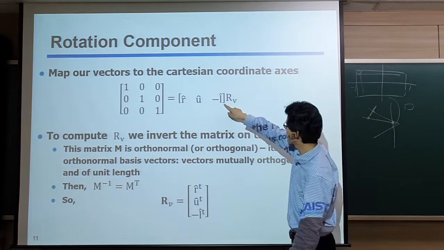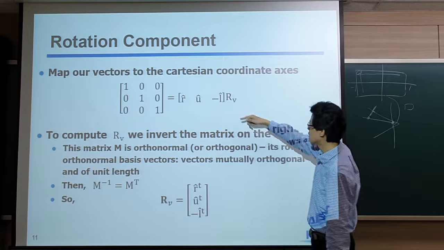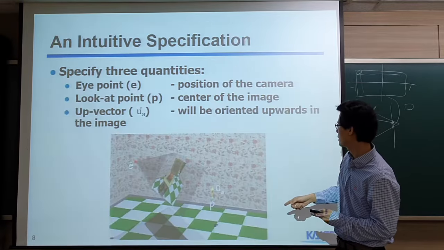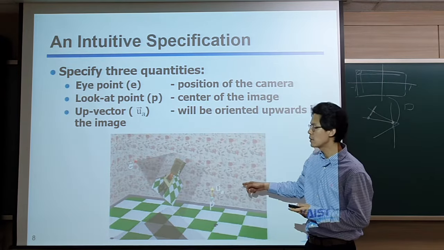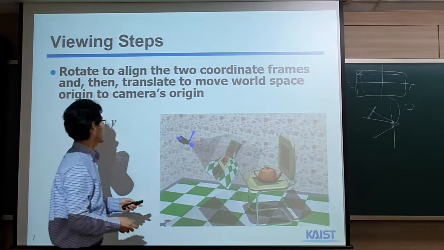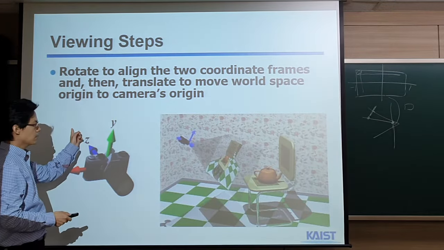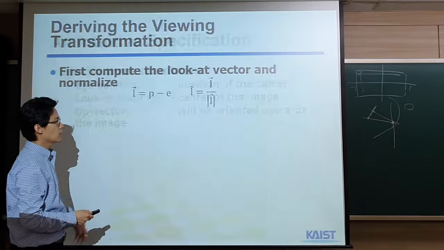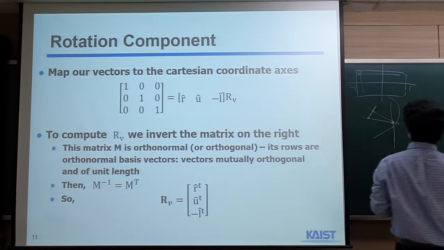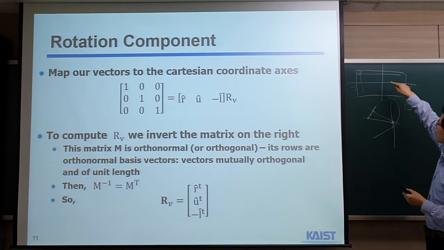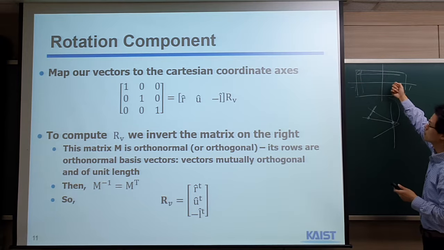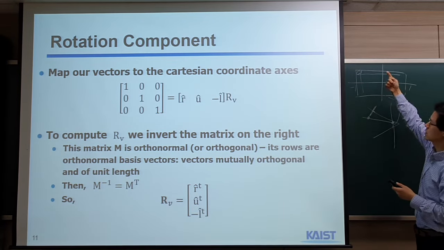And for G, we define the look-at vector heading in something like that direction. But we want to set the G direction heading the other way, so we need to reverse it. That's why we take minus L. So the minus L vector should be the G direction, this canonical G here.